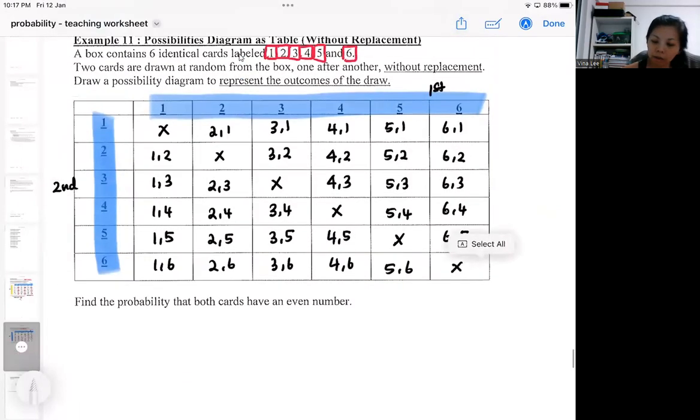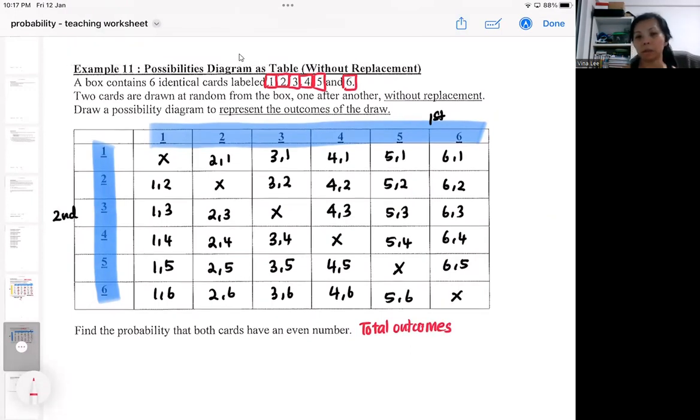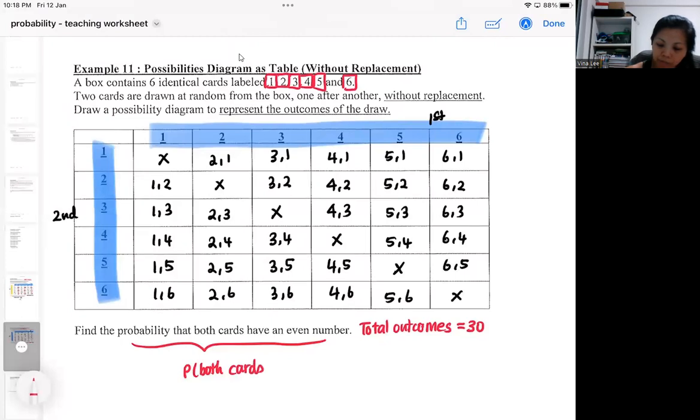So in this case, the total outcome is lesser than our previous example. The previous example was with replacement, so there's 36 outcomes. But if you count it now, you realize that there's only 30 outcomes. So if I'm going to do the same probability, my denominator will be 30.